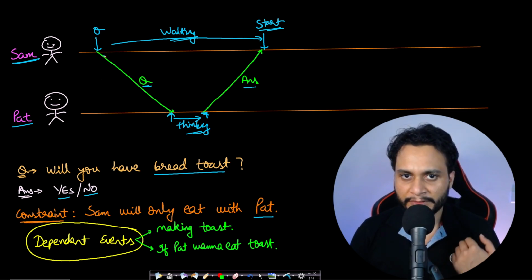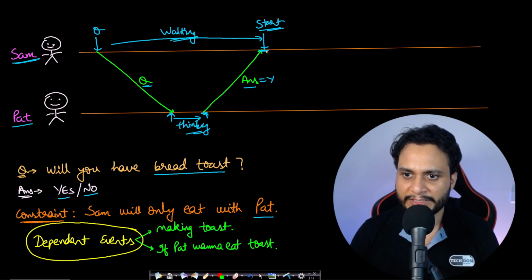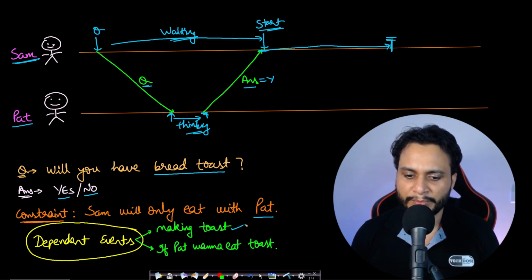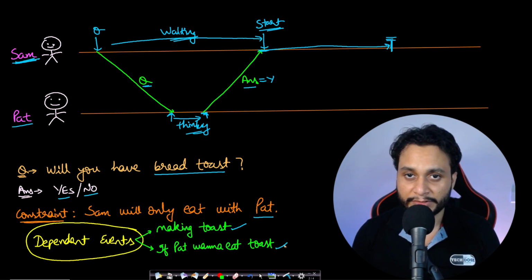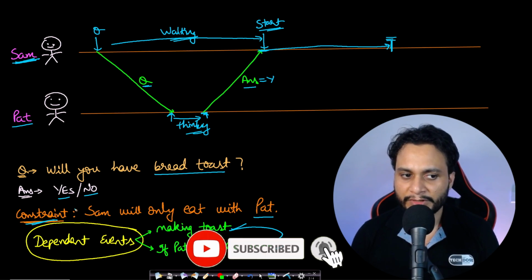So after asking the question and waiting for some time, when he receives the answer, if the answer is positive, let's say yes, then Sam will start cooking, and let's say the cooking is done at this point, then both Sam and Pat can have their bread toast. Now in this case, you see that there are two events. The first event is the making of the toast by Sam, and the second event is Pat eating the toast. According to the constraint, you can make out that making the toast by Sam and Pat eating the toast are two dependent events.